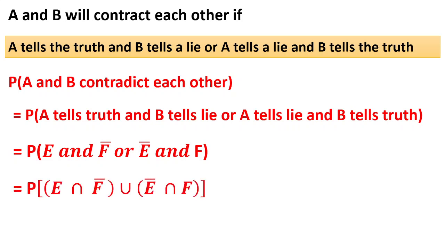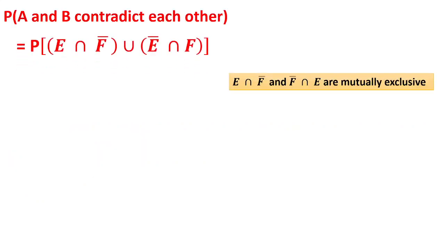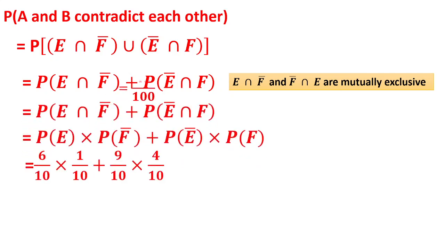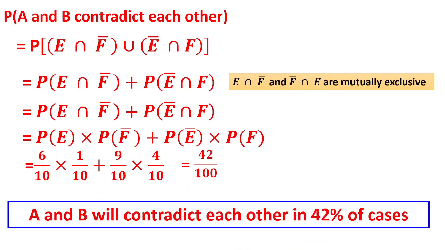Therefore, whenever intersection comes, and whenever union comes, or, and we see that these are mutually exclusive. So union can be put as plus. Then how to tackle the intersection? What type of events are they? Independent events. Therefore multiply. Therefore P of E into P of F bar plus P of E bar into P of F. Now I am simply substituting the values. 6 by 10 into 1 by 10 plus 9 by 10 into 4 by 10. Numerator is 42, denominator is 100. Therefore 42 by 100 is nothing but 42%. Therefore A and B will contradict each other in 42% of the cases.